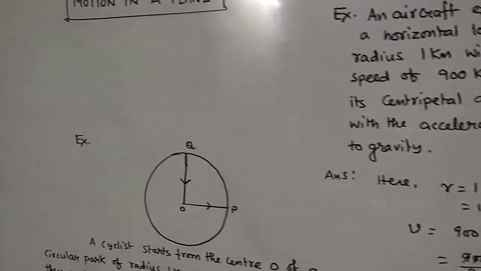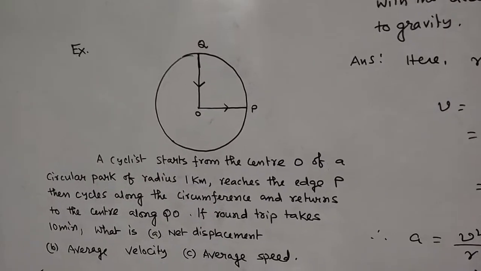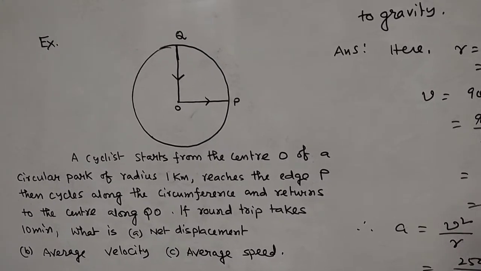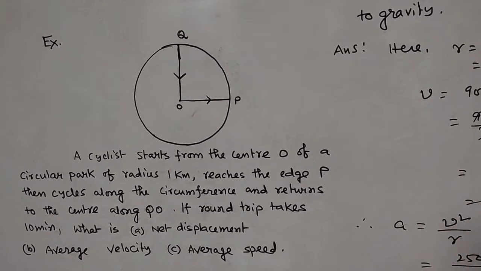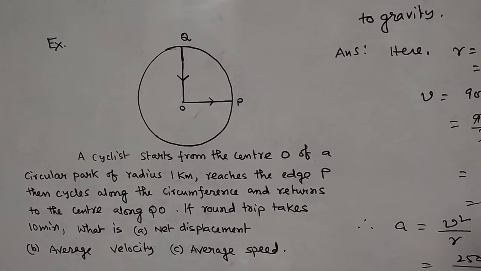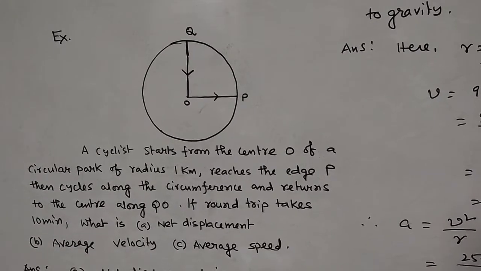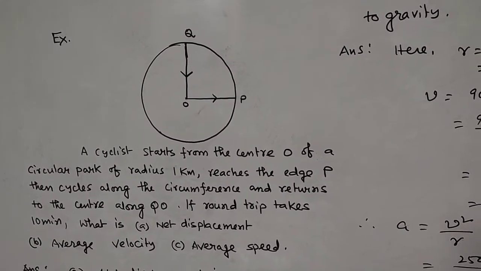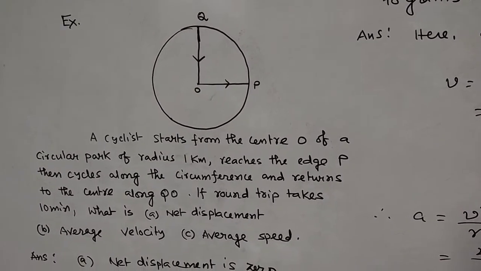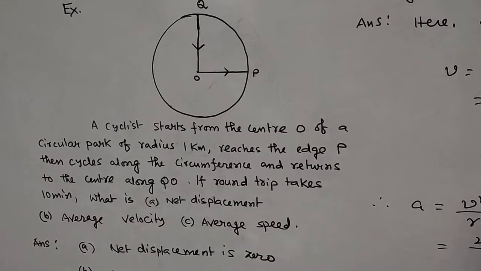Now the next one which we are going to discuss is this one. This is your diagram. As per the statement, a cyclist starts from center O of a circular park of radius 1 km, reaches the edge P, then cycles along the circumference and returns to the center along QO. So it starts the journey from O and again comes back to O. If the round trip takes 10 minutes, what is the net displacement?